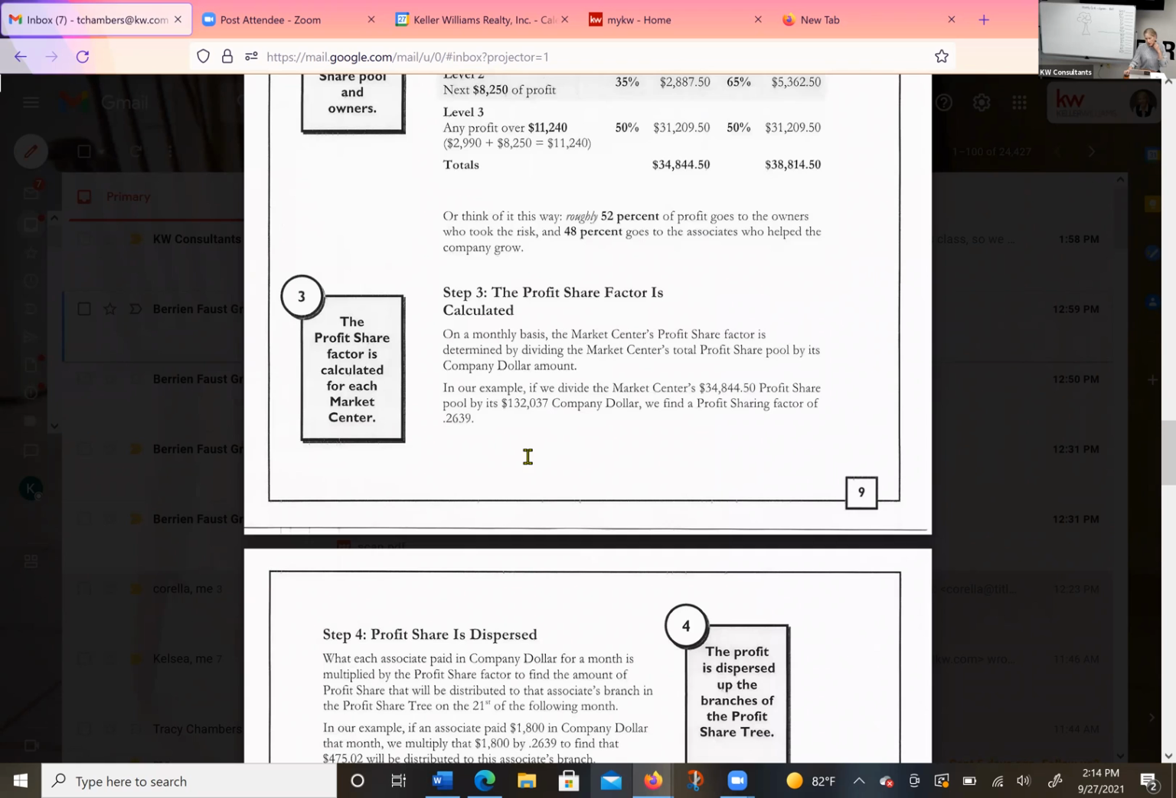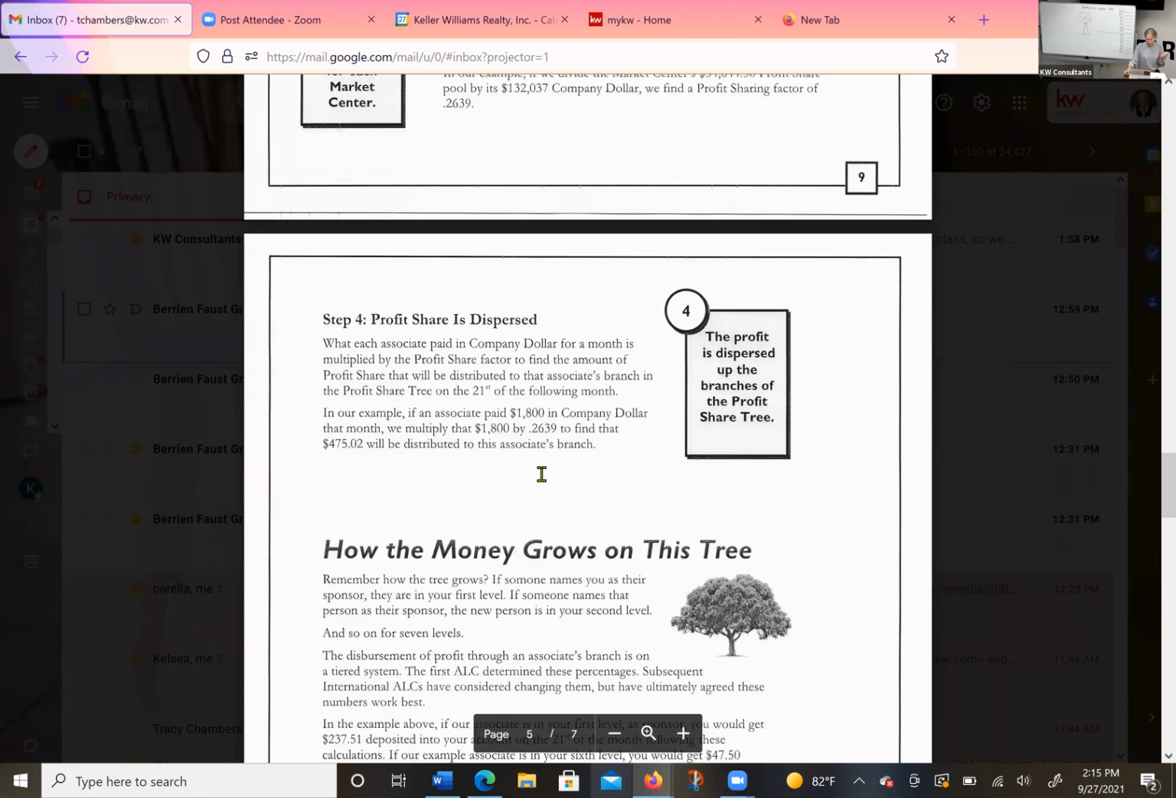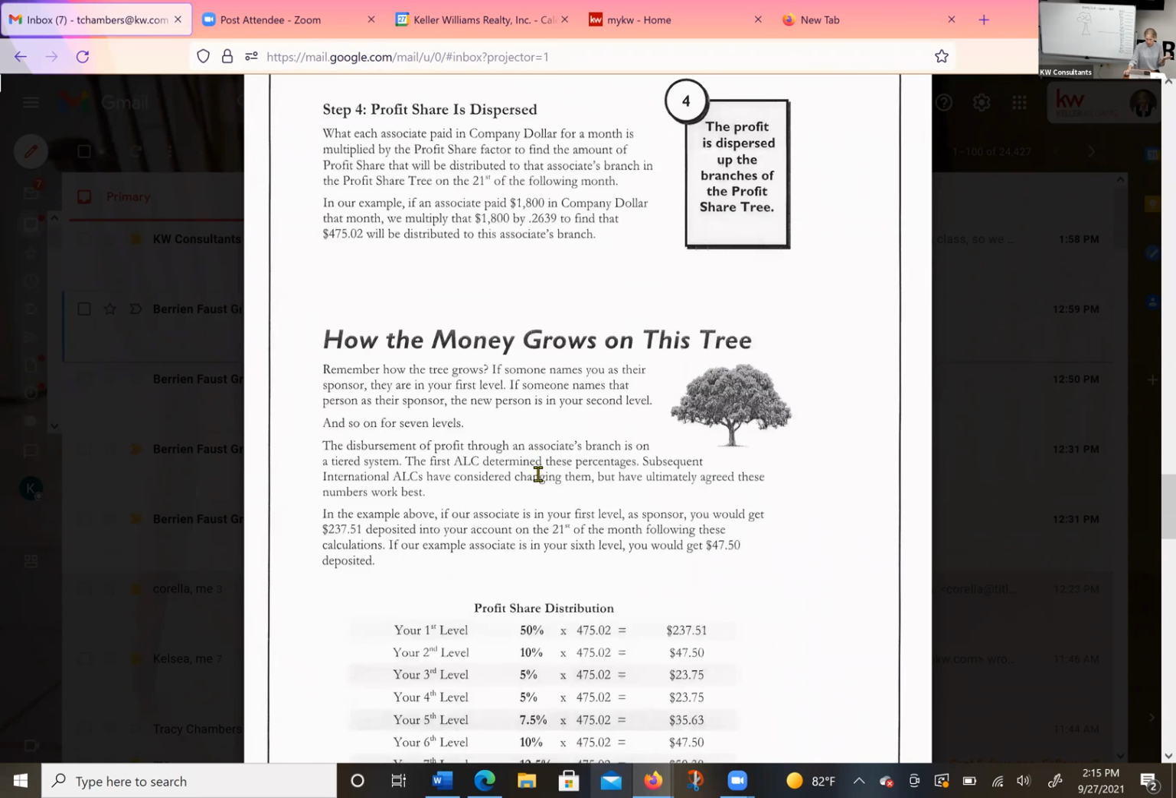So then there's what's called a profit share factor. And basically they take the market center profit share amount in the pool, they divide it by the company dollar, and we find a factor. Now, I ran it for last month, and in our office last month, it was like 0.2030. So the factor is going to change every month, but that factor is what determines how much money is given to each individual, and I'm going to show you that in just a minute. Then on the 21st of every month, like we said, it's automatically deposited into your account, and away you go.